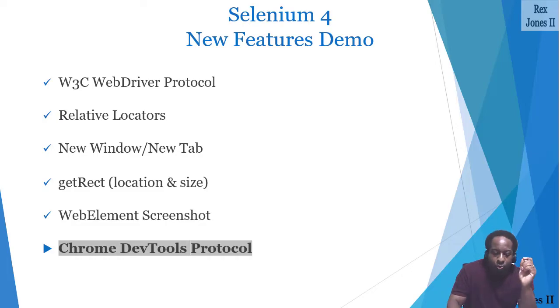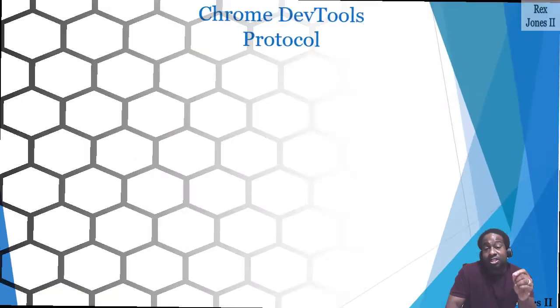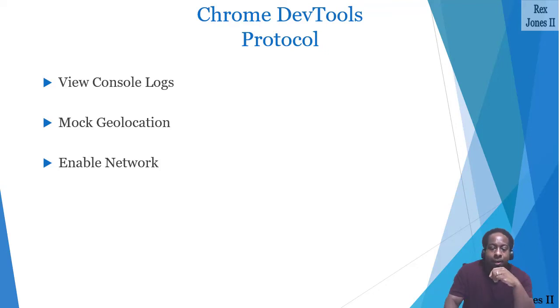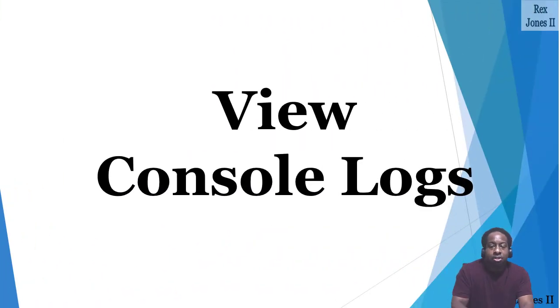I'm going to show you how to view the console logs when it comes to CDP. Also how to mock a geolocation and enable the network speed. Thanks for watching, and I will see you in the next session, starting with view console logs.